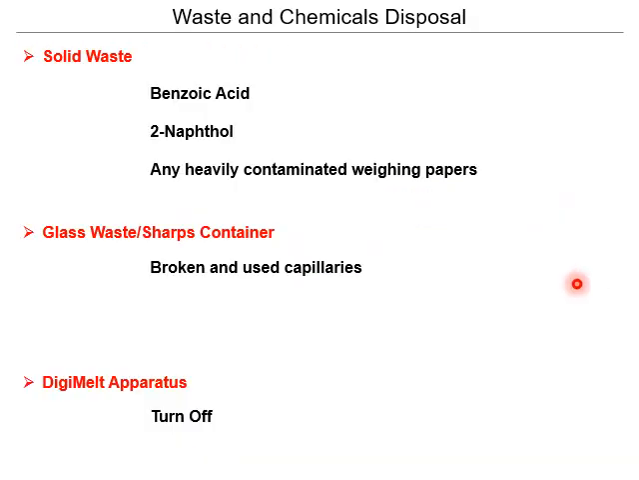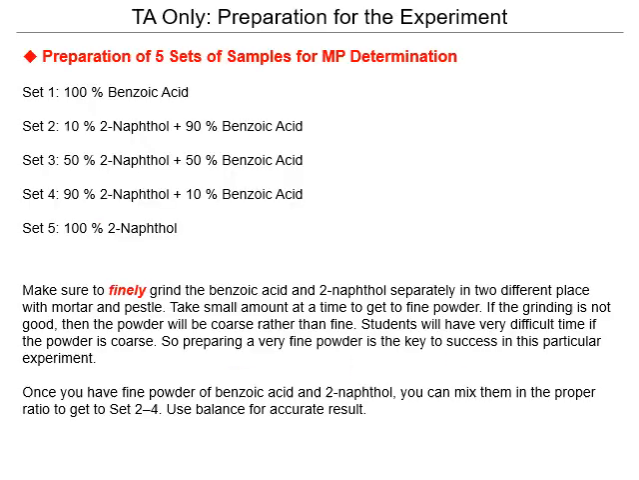You would have some solid waste, which you need to throw away in the solid waste container, and a glass waste sharps container, where you throw your used or broken melting point capillary tubes. After doing your experiment, you need to turn off your Digimelt apparatus. That's not for you this semester. So good luck, guys. That's it for this experiment.